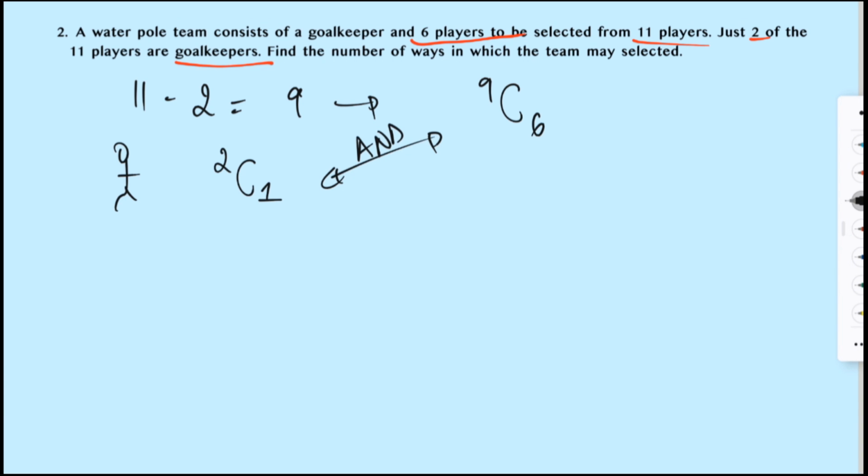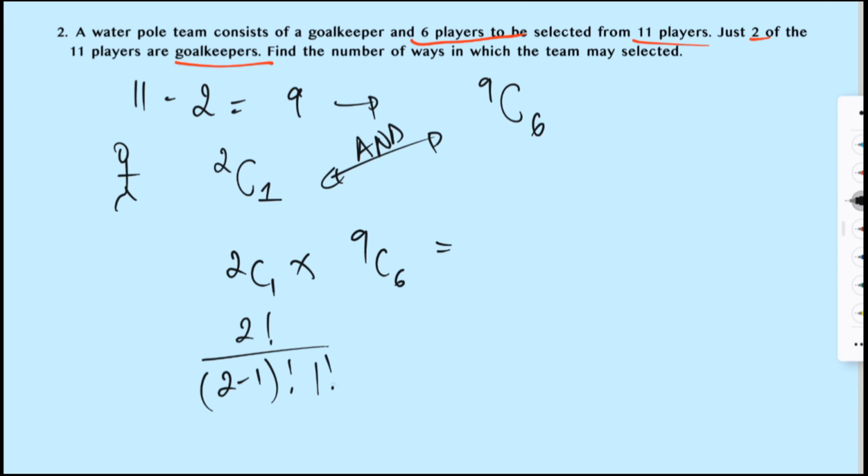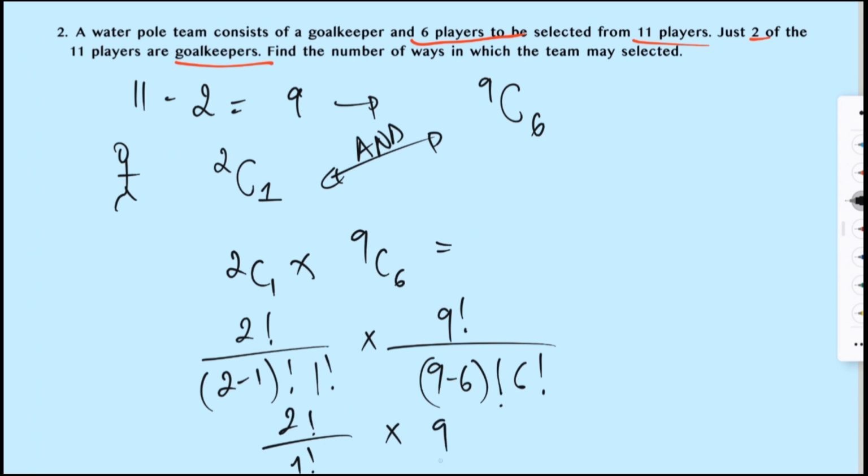Keep in mind when you use n in mathematics, you have to multiply. So this would be 2 combination 1 times 9 combination 6. And if you use your calculators, you should get your answer. But then I'm just going to quickly do this. That's 2 factorial over (2 minus 1) factorial, 1 factorial, times 9 factorial over 3 factorial, 6 factorial. Okay, so 2 factorial over 1 times 9.